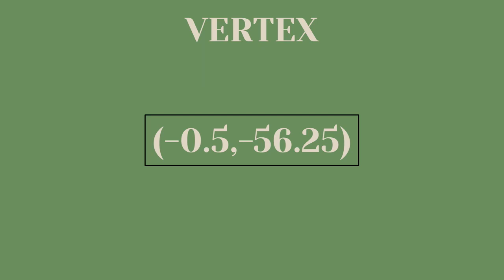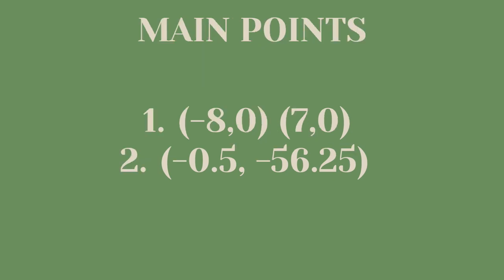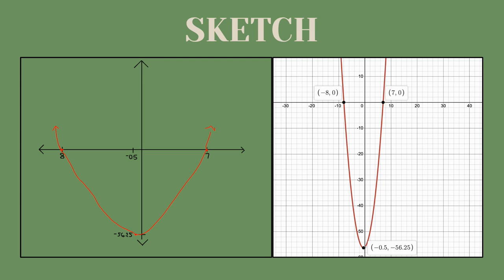So now we have the two main points that we need in order to sketch our parabola. We have the x-intercepts at negative 8 and positive 7, and we have the vertex, negative 0.5, negative 56.25. So now all we have to do is sketch it. And in order to make a sketch, all you need is those 3 points.